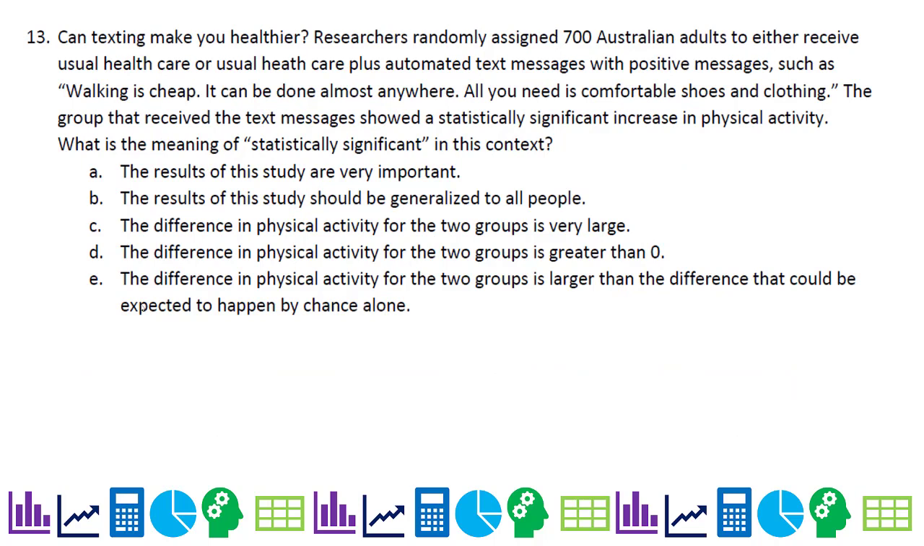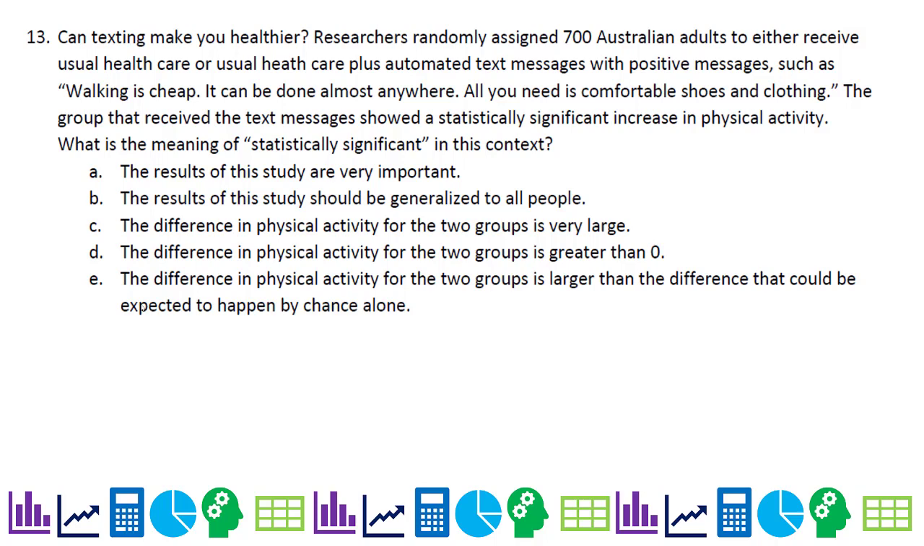Can texting make you healthier? Researchers randomly assigned 700 Australian adults to either receive usual health care or usual health care plus automated text messages with positive messages such as, walking is cheap. It can be done almost anywhere. All you need is comfortable shoes and clothing. The group that received the text messages showed a statistically significant increase in physical activity. What does statistically significant mean in this context?